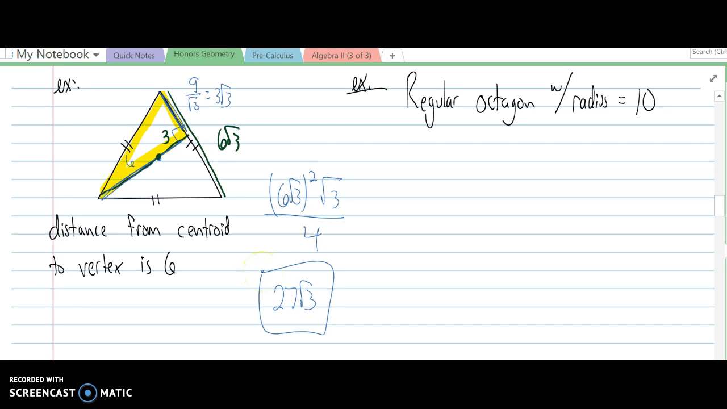Next one, we have a regular octagon with a radius of 10. I'm not great at drawing regular octagons, but I can draw 3 consecutive sides of it, knowing that eventually there'd be a total 8 of them to close it off. When it says the radius is 10, that means from one of the vertices to the exact middle of that regular octagon has a length of 10. And I'll draw in another one. That length is going to be 10 also.